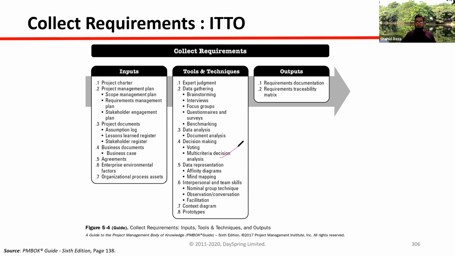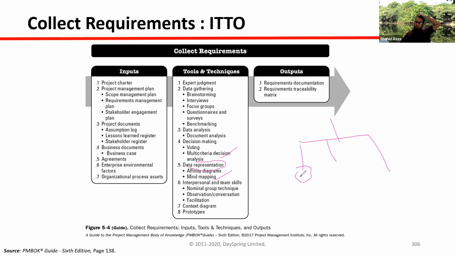Multi-criteria decision techniques we have already discussed. Mind mapping, already discussed, right? Then affinity diagram. Affinity means what? In Bangla we can say ashokti. That means when you are collecting requirements, after collecting requirements, graphical data representation, graphical presentation.